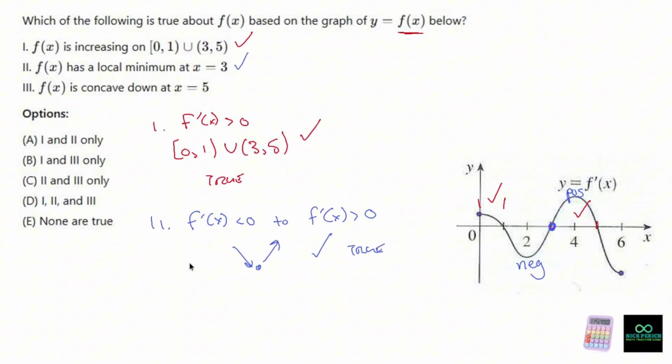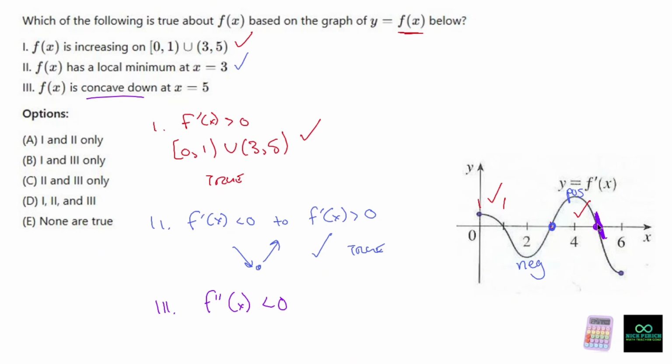Now 3 is talking about concavity. Okay, so what we're going to do is use a second derivative test, which is kind of difficult to look at, but let me explain. If we have something that's concave down, that means the second derivative is going to be negative. Now, you might say, well, this is the graph of the first derivative. I get it. But at 5, which is here, what we do is we look at the instantaneous rate of change of the slope.